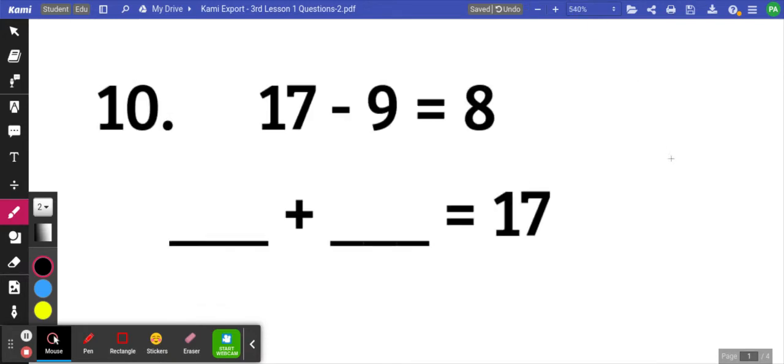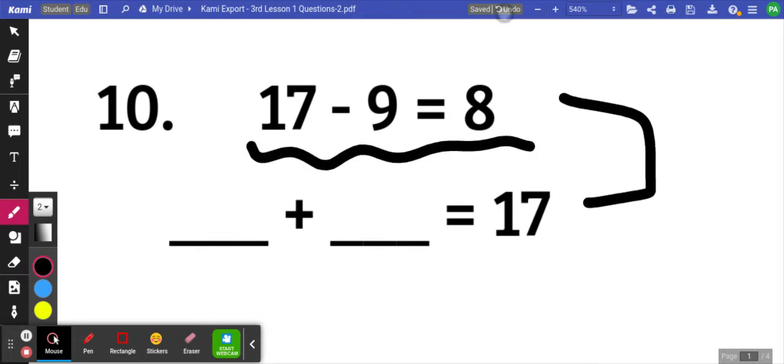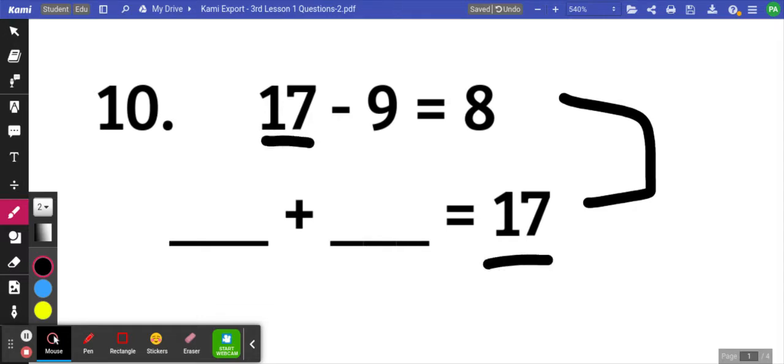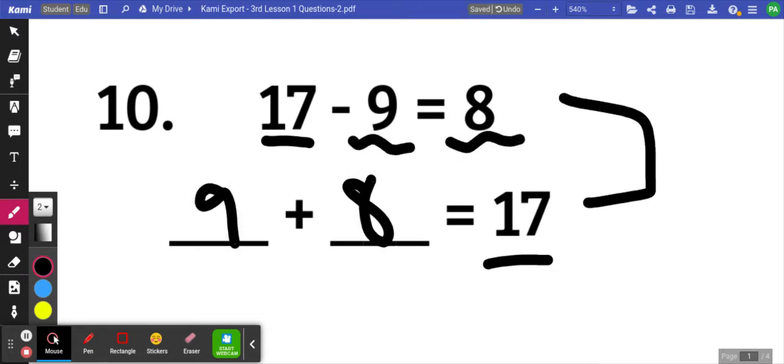So number 10. The information given above is 17 minus 9 is equal to 8. Once again, these two pieces of information are connected. However, this time we have two missing numbers, so it's blank plus blank is equal to 17. Now, there are multiple ways to create 17. However, we're going to go based off of this information. Like I said, the way we did it before, we see 17, we cross off 17, and what's left is just 9 and 8. So when you put 9 plus 8, it really is equal to 17. Once again, which makes these equations connected and true.